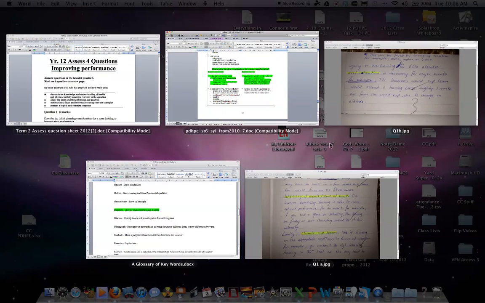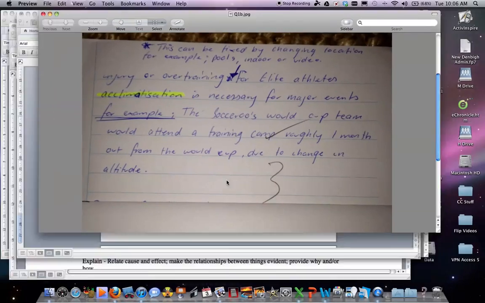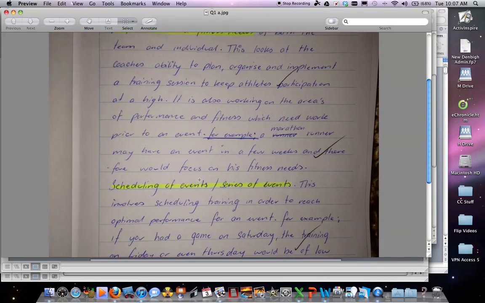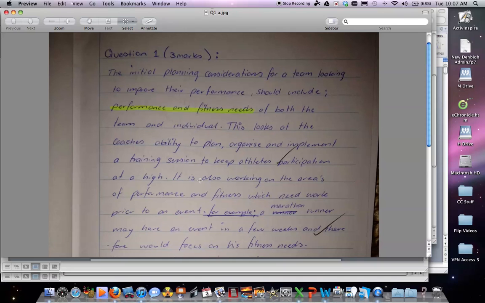Most responses were able to give a good account of what the initial planning considerations were, and that needed to be related back to how it's going to improve performance. So if you simply listed them, you wouldn't have got the full 3 marks. You needed to show an understanding of what they are, so provide what the characteristics of them are, and the better answers were able to show how they were important to improving performance.